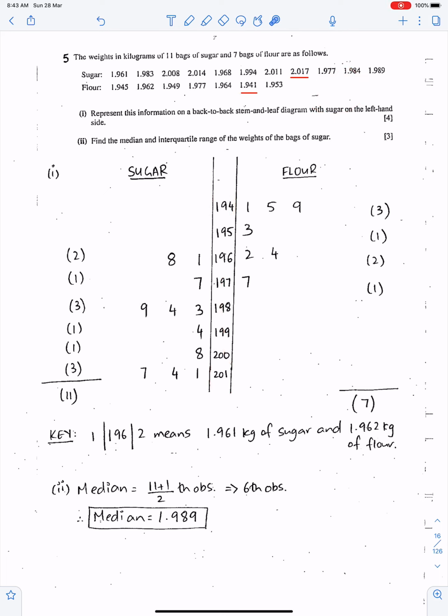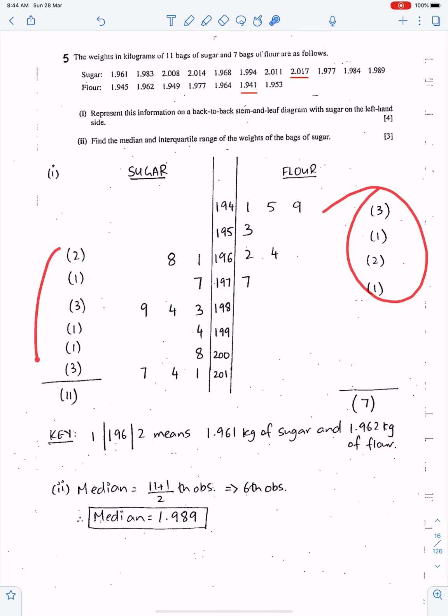Now for flour, first cancel this observation. 1945, write 5 here. And then 1962, 2 here. For sugar, 1961, 1 is here. 1983, 3 is here, and so on. This should be in ascending order in this way, and this should be in ascending order in this way.